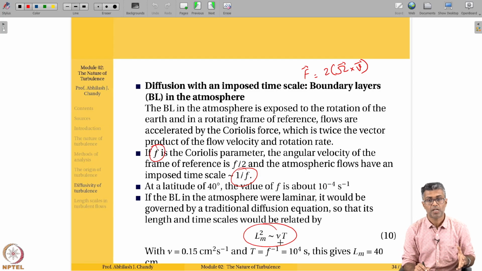Okay, the time scale, meaning the time scale. So the time scale is imposed, we know what that is. It is 1 over f. f is 10 to the negative 4, so the time scale would be 10 to the 4, like we have it here.